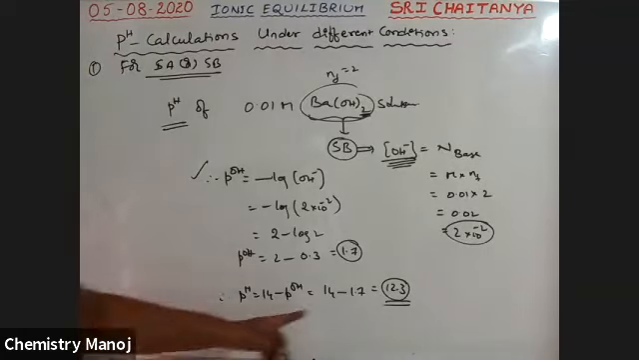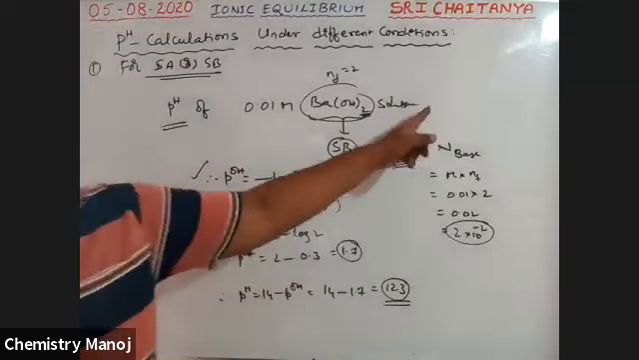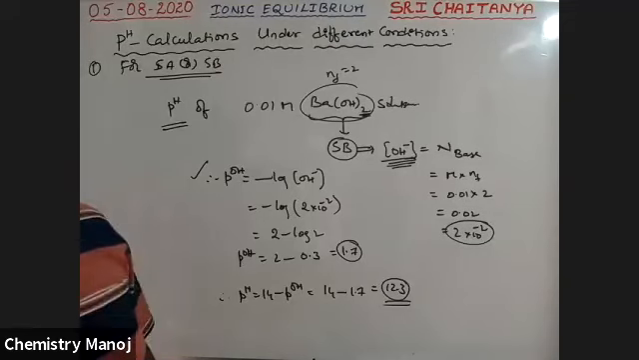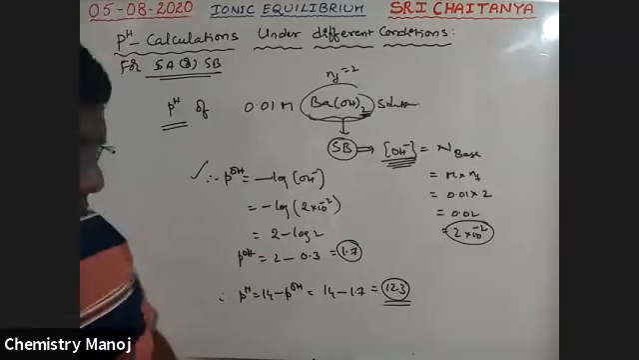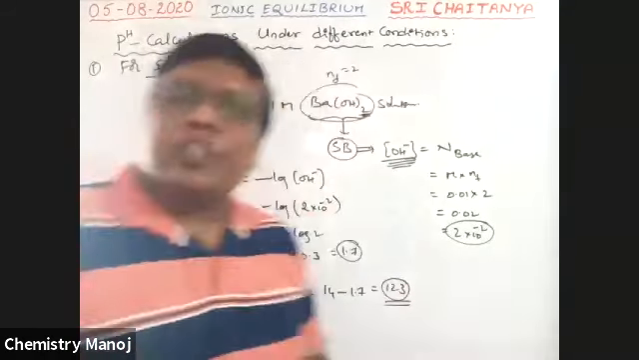12.3 is the answer. This is the pH and it is greater than 7. Therefore, the solution is basic in nature. So this is the way to calculate the problem. Now, a last problem for this.